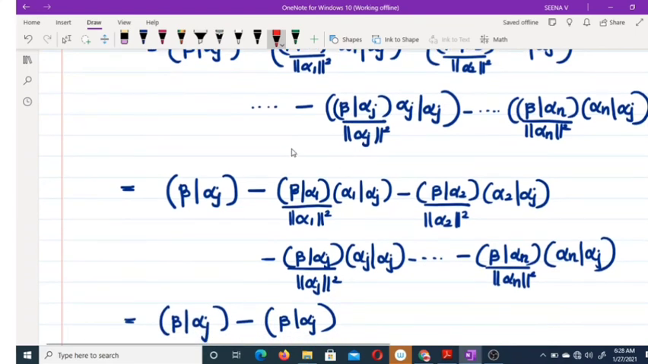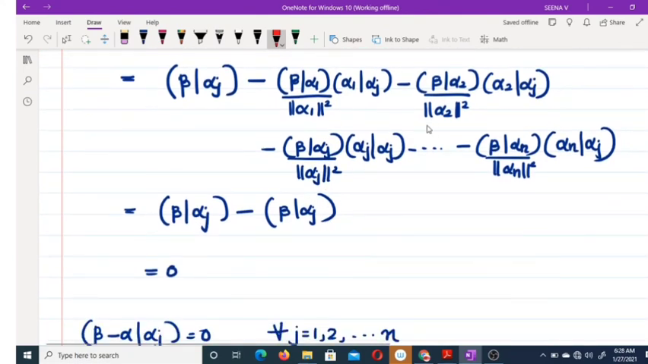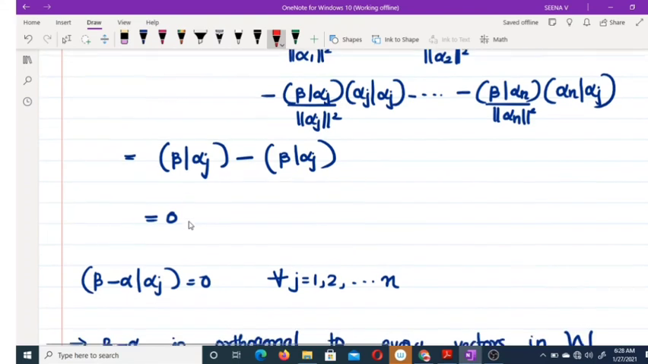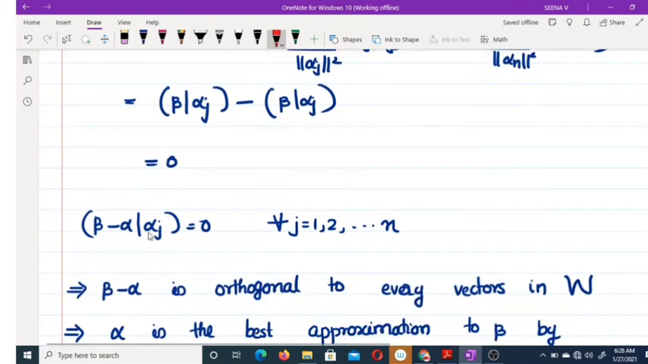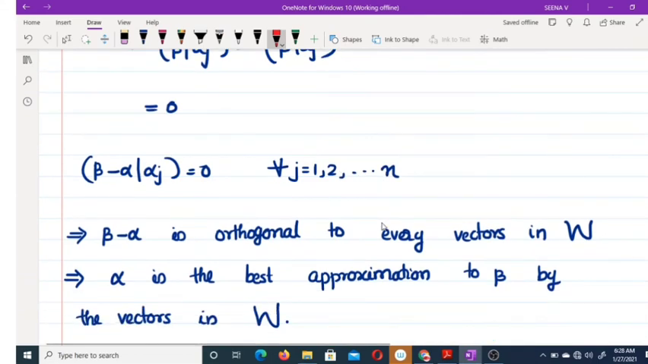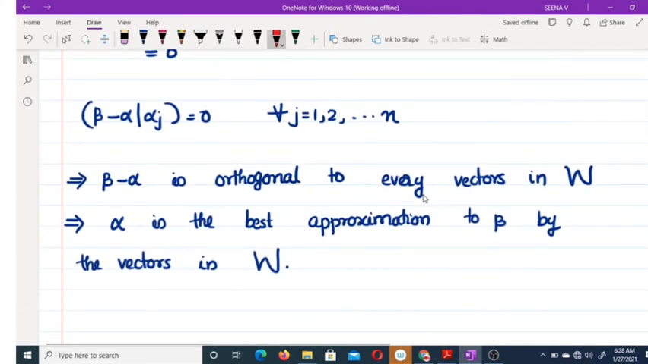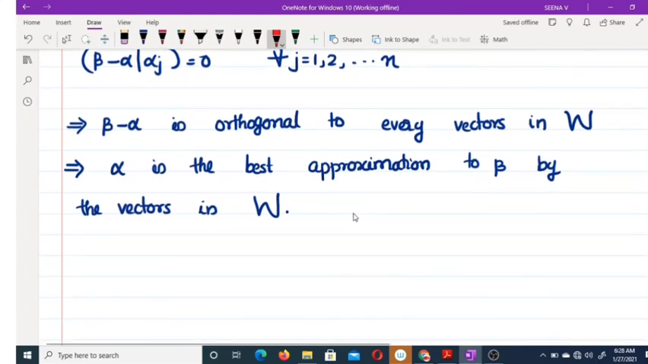Therefore, the remaining term is the inner product of beta and alpha j times the inner product of alpha j and alpha j divided by the norm of alpha j square. Cancelling these two terms, we get the inner product of beta and alpha j minus the inner product of beta and alpha j, which is equal to 0. Therefore, the inner product of beta minus alpha and alpha j equals 0 for every j equals 1 to n. And that means beta minus alpha is orthogonal to every vector in W. This implies alpha is the best approximation to beta by vectors in W.